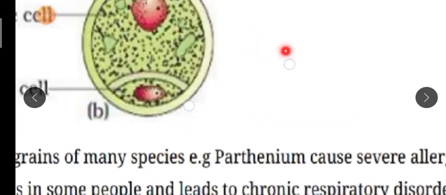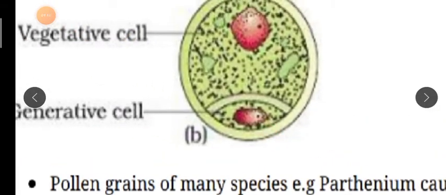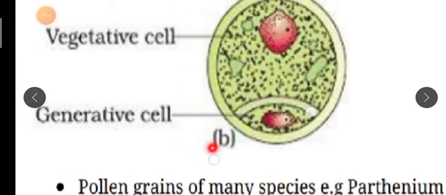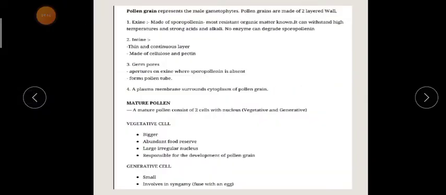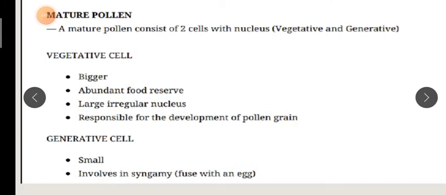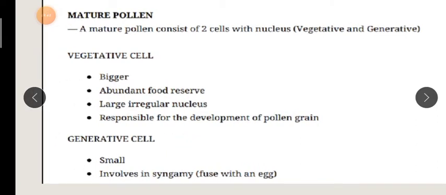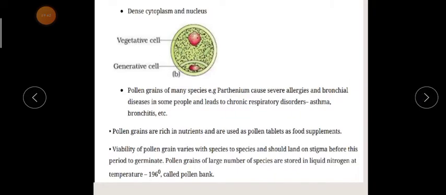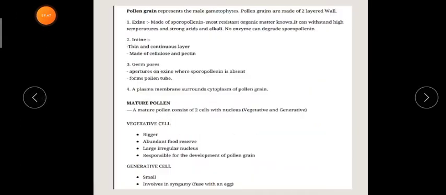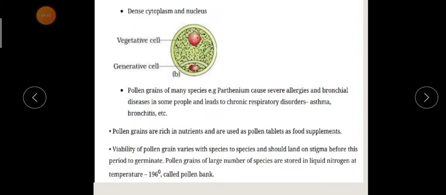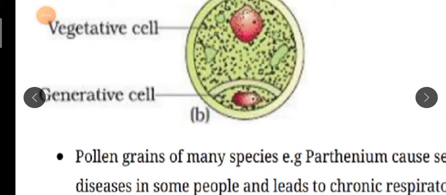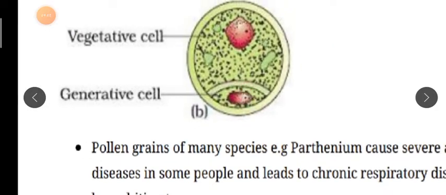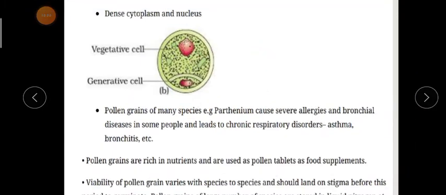I already showed you the structure of this generative cell. This is the generative cell in the pollen grain. See how it looks. It is small. And it is involved in syngamy. That means this portion of the pollen grain goes and fuses with the ovum. This generative cell takes part in the fertilization process.